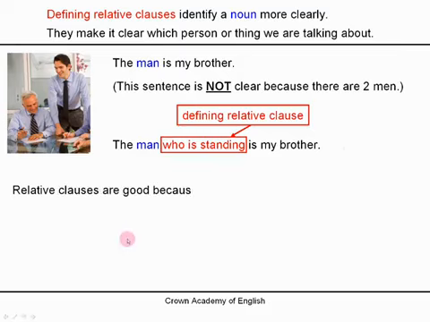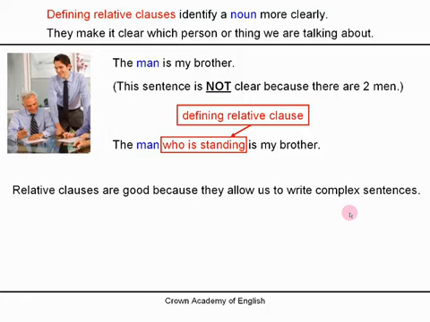And relative clauses, they are good because they allow us to write complex sentences. So complex sentences are longer sentences which have a dependent and an independent clause. And they are a much better style of English than simply short, simple sentences. Okay?